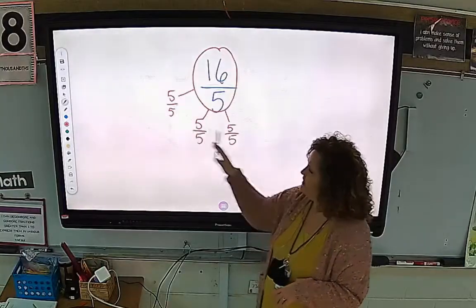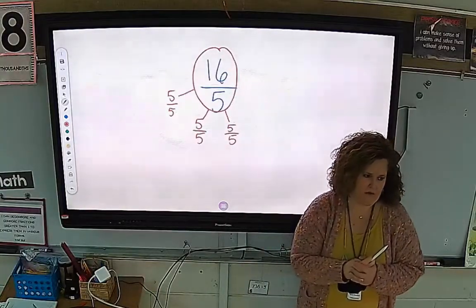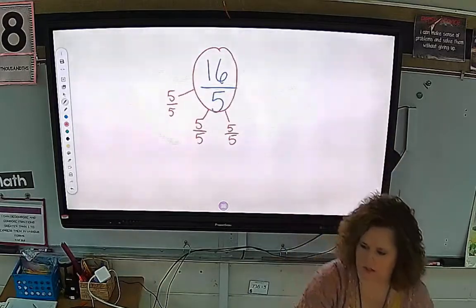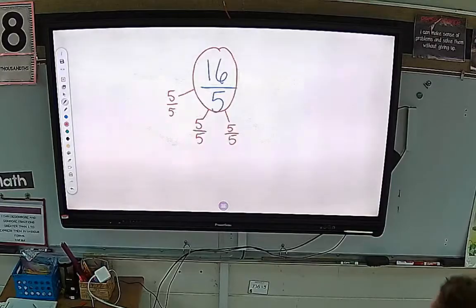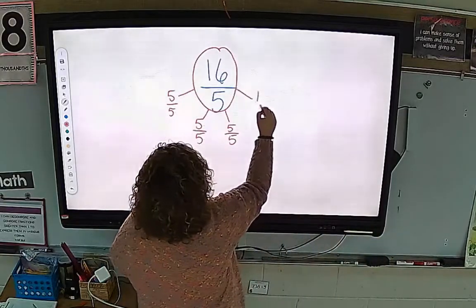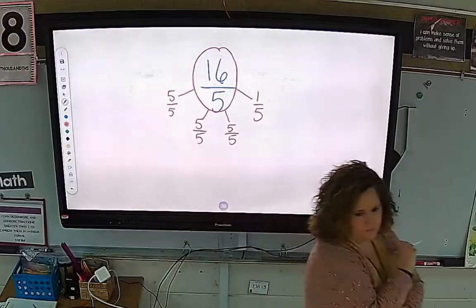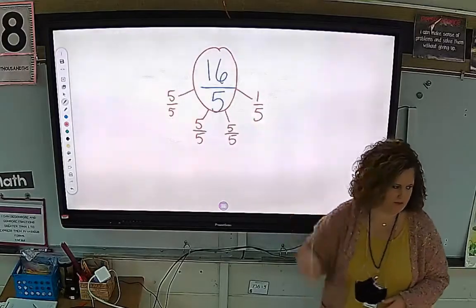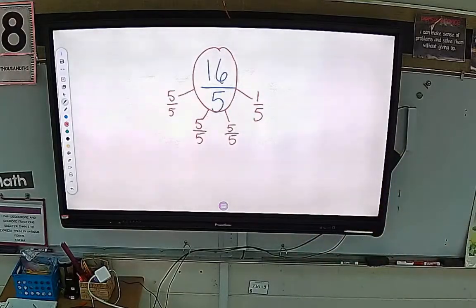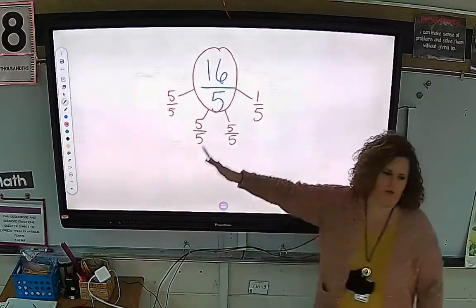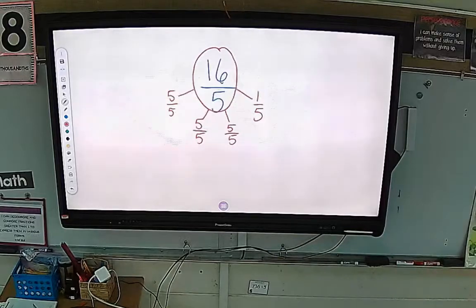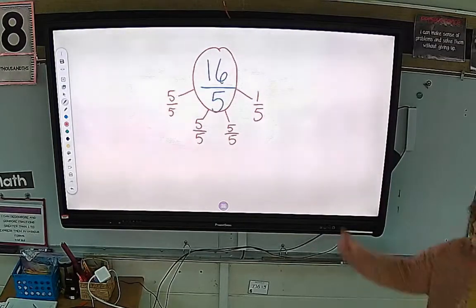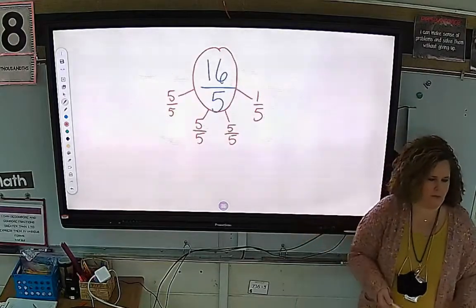Because 3 times 5 is 15. If I pull 15 out of 16, how many are left over? One fifth. 5, 10, 15, and one more makes 16. So really this is a different form of subtraction, a different form of division. What does this make all together? What is our new mixed number? If this is what my number bond looks like, what is my mixed number?